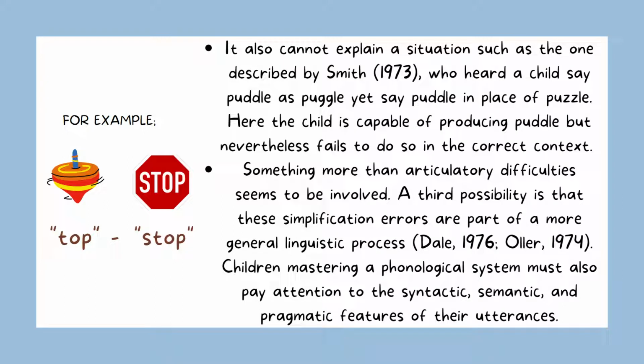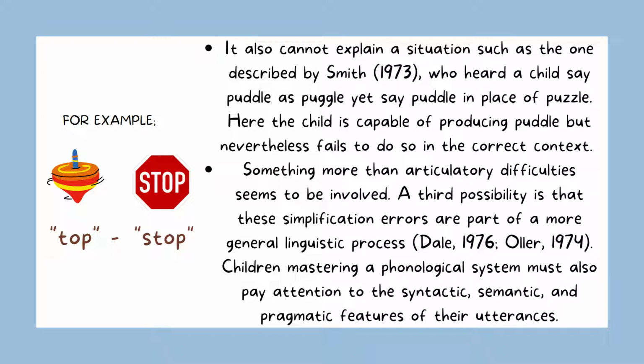It also cannot explain a situation such as the one described by Smith, who heard a child say puddle as puggle, yet say puddle in place of puzzle. Here, the child is capable of producing puddle but nevertheless fails to do so in the correct context. Something more than articulatory difficulties seems to be involved.